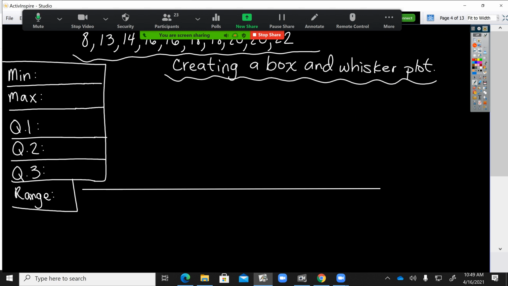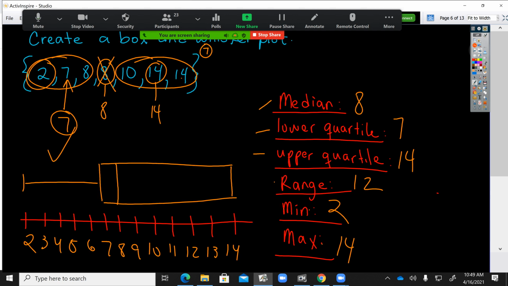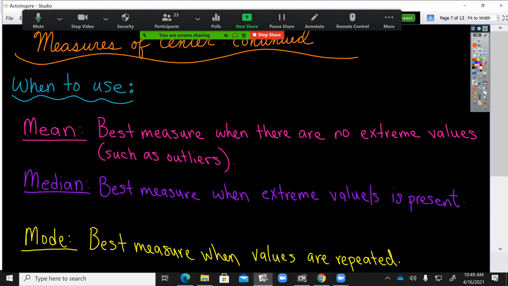So now we get to the new lesson for today. The first thing you need to understand is when to use these measures of center. You can use all three on any problem. Which one is the best one to use? Now, this information is easy to remember, so pay attention.